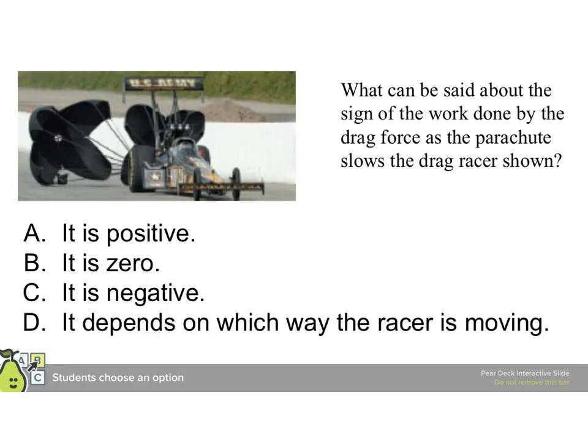Okay, what can be said about the sign of the work done by the drag force of the parachute that slows the drag racer down? Is it positive, 0, negative, or depends on which way the racer is moving? And here it's going to be negative. The drag racer moves some direction, and the drag force of the parachute has to point the other way, which means the angle between them is 180, so we get negative work.